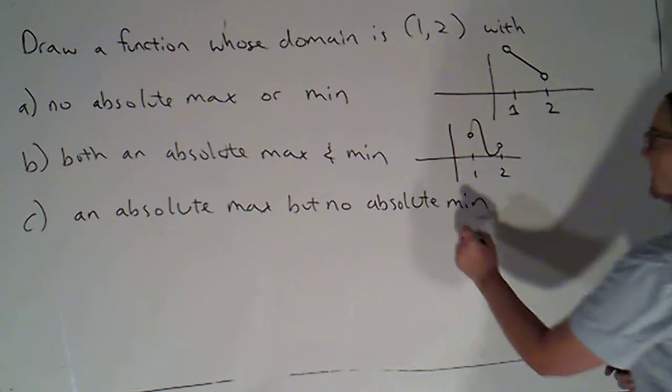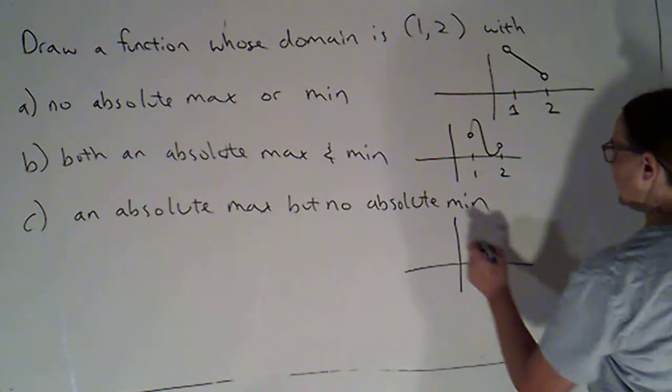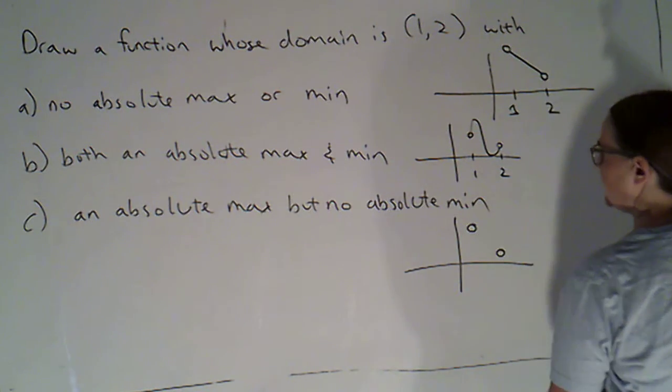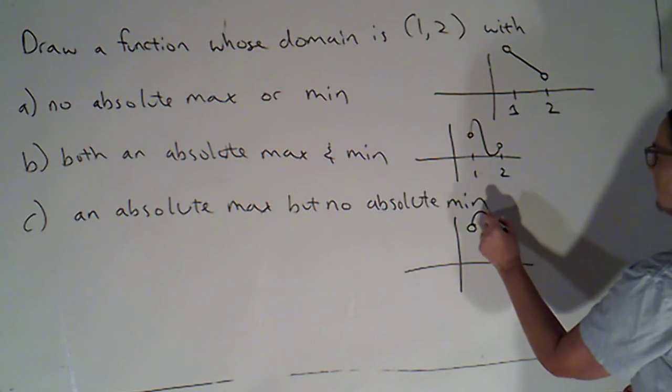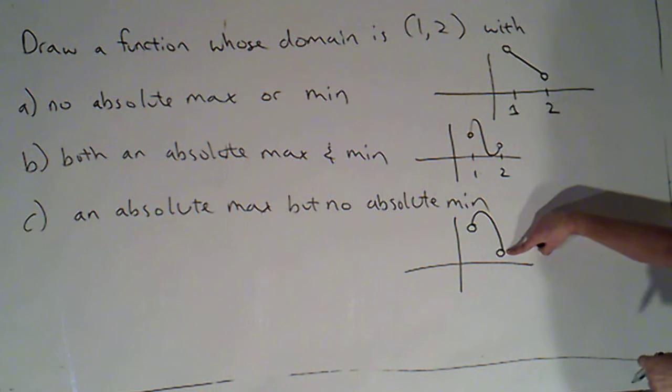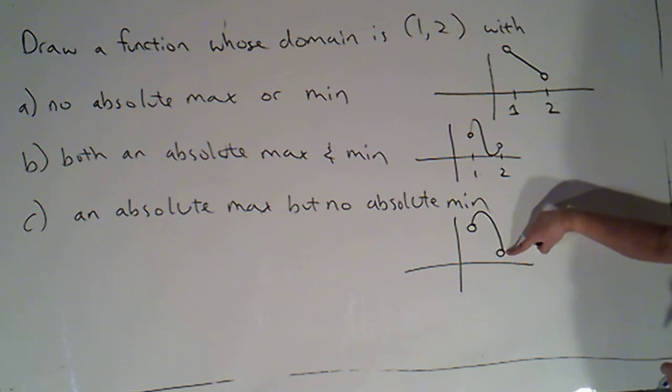And if I want an absolute max but no absolute min, I'm going to just sort of combine the two ideas. I'm going to go up to a max, but come down to what can't count as a min because I don't actually have a point there.